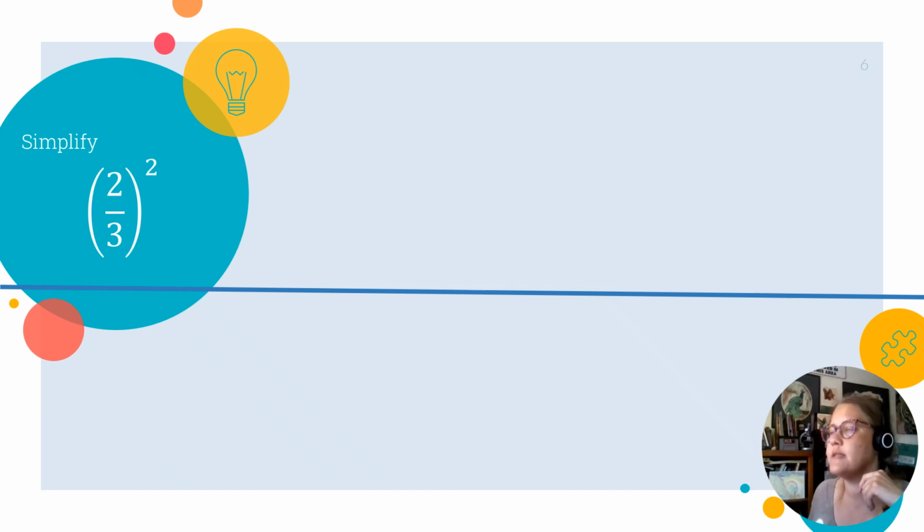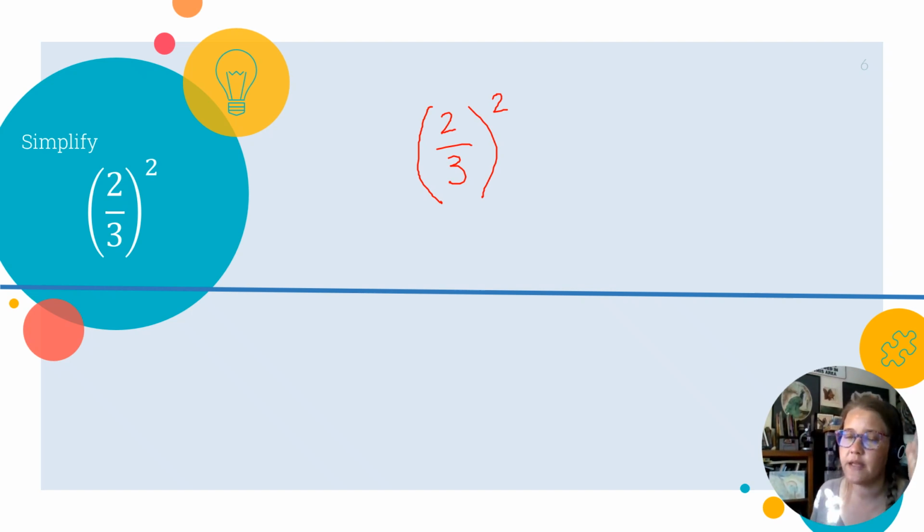Now again, we're asked to simplify. Let me get my pen going. We need to expand this fraction exponent and then solve it. First thing, I'm going to rewrite it over here. So I have 2/3 squared. Fractions with exponents are a lot easier to deal with than they may seem, I promise.